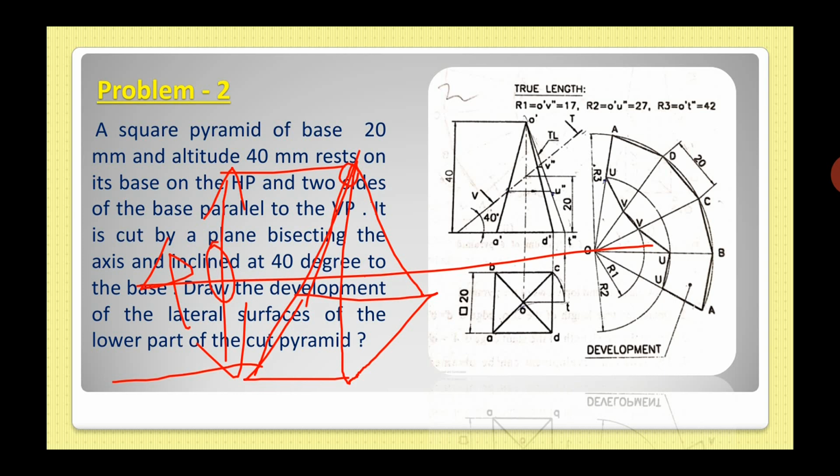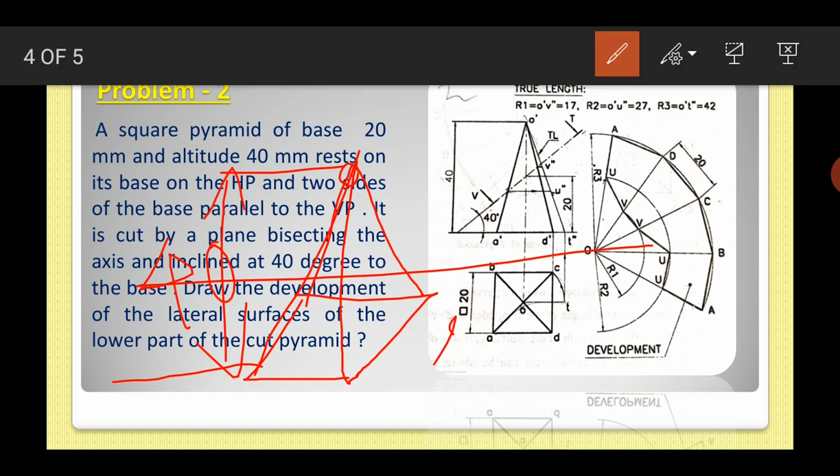So the side is 20, each side is 20, and height is 40. Rest on the base on the HP. Two of the base is parallel to VP. As you know, when a line is drawn, you can place this square pyramid in two ways: one is like this structure, another is like this structure, isn't it?